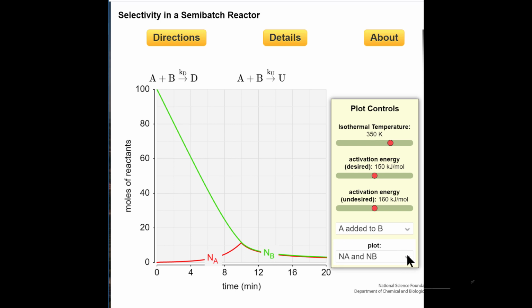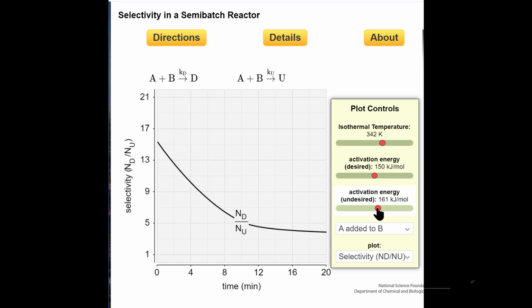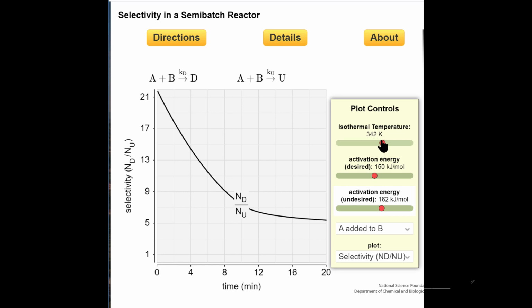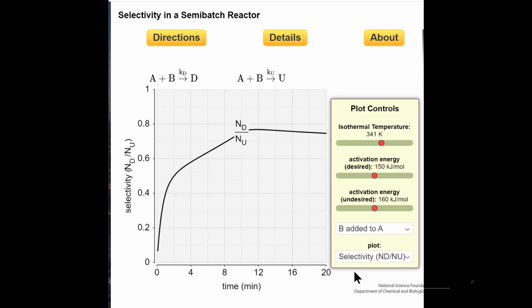If I go back and look at selectivity, and so if I were to increase the activation energy of the undesired reaction, notice the selectivity goes up because I've essentially decreased the rate of that reaction. However, as I raise the temperature, now the selectivity goes down because we start to preferentially increase the rate of that undesired reaction. So if instead I add B to A, that's not the desired way to run the reaction.